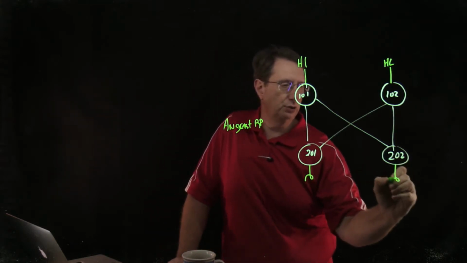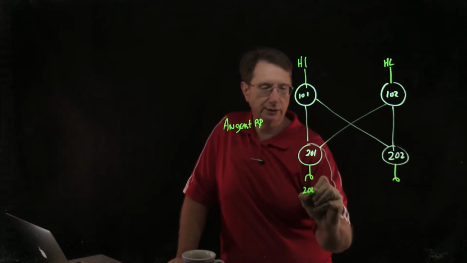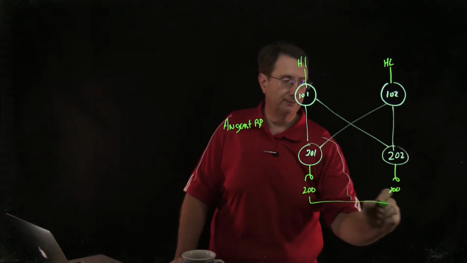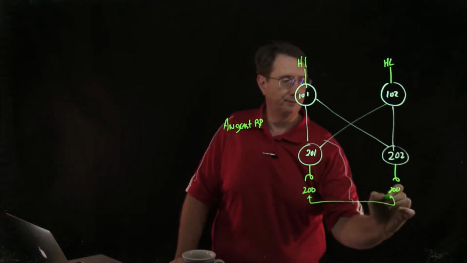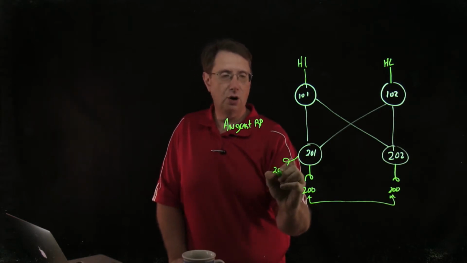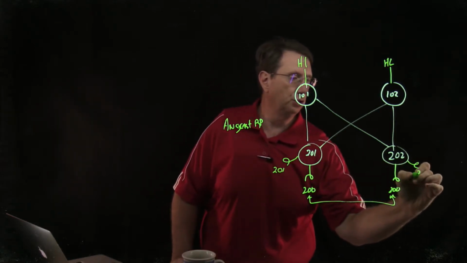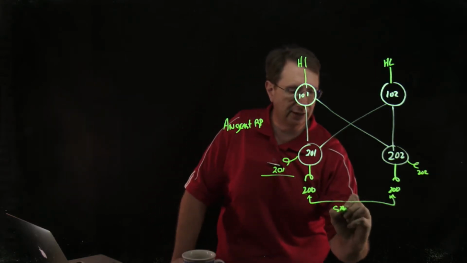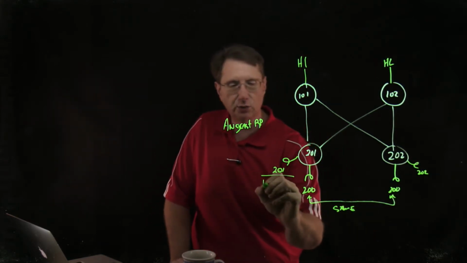Remember, we came in here and we configured the Anycast RP address. We used two loopbacks. We used loopback 200 that had the same IP address. And then we also configured another loopback, 201 and 202, and they had unique addresses. So these were the same address, and these were unique.